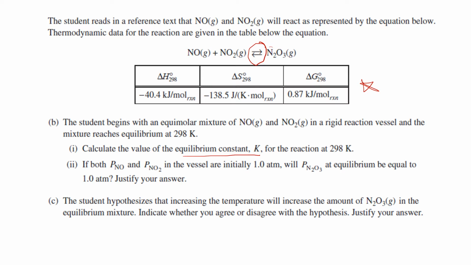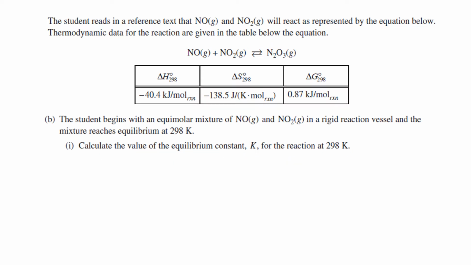We'll start with B1 first. In part B of the problem, we're given some thermodynamic information. We're given enthalpy, entropy, change in enthalpy, and Gibbs free energy. So we're given that information. They say that the student begins with equal molar of both reactants, and the mixture reaches equilibrium at 298. And they want us to calculate the equilibrium constant. Although this is not on the 2020 exam, I'm going to go ahead and solve this problem, and if you look at the formula sheet, you would be able to possibly figure out that information.